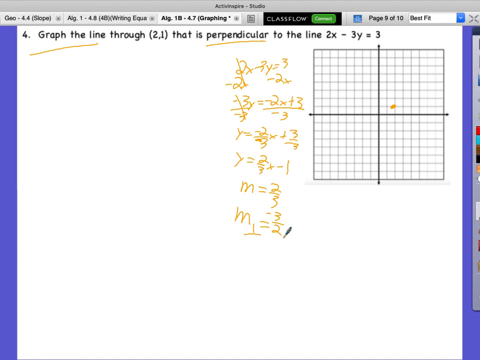So then we'd go down 3 and then over 2. We'll go over that one second. Let's slow down for a second. Let's take a breath, okay?